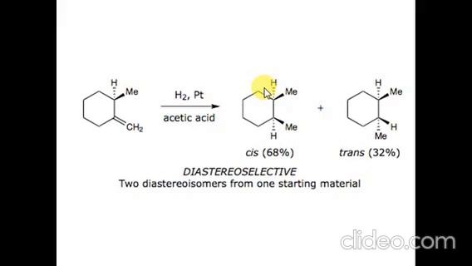So the configuration of this carbon is R. For the other carbon, we again assign the configuration: this carbon will be 1, this will be 2, and this carbon will be 3. This is anti-clockwise, so the configuration is S. So one isomer has an R configuration at this center and an S configuration at the other. In the other isomer we have R configuration, and let's consider this isomer.